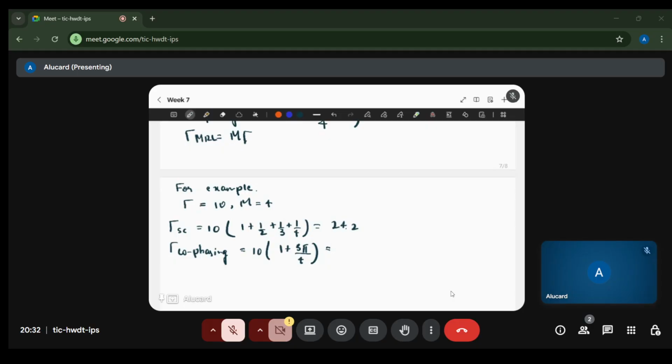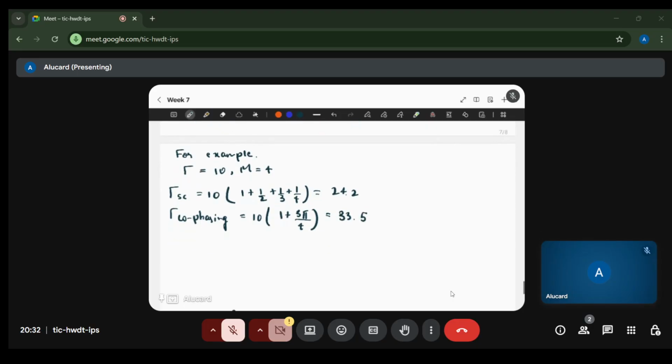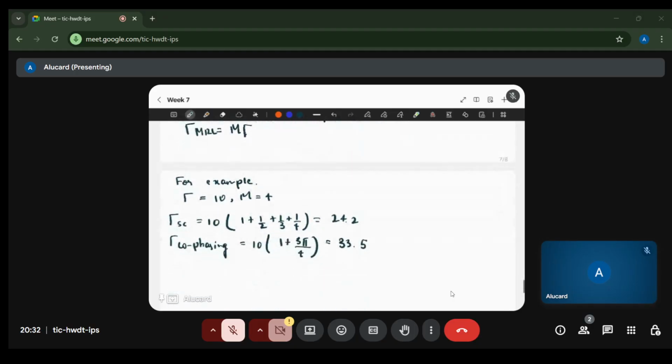That turns out to be 3.35. So this is 10 times 3.35, 33.5. Gamma MRC is the simplest to calculate. It's 4 times 10, which is 40. So clearly you can see gamma MRC is greater than gamma cophasing, which is greater than gamma SC.